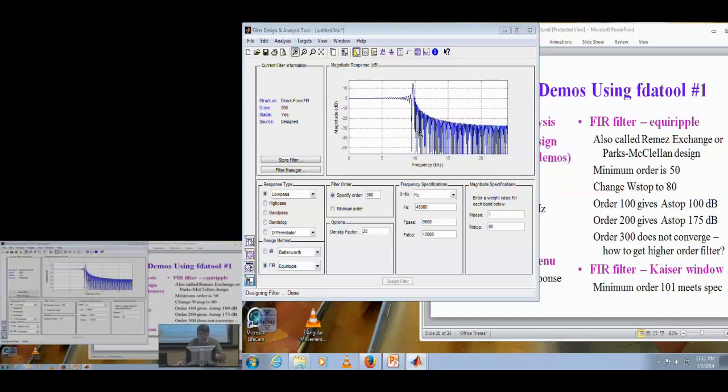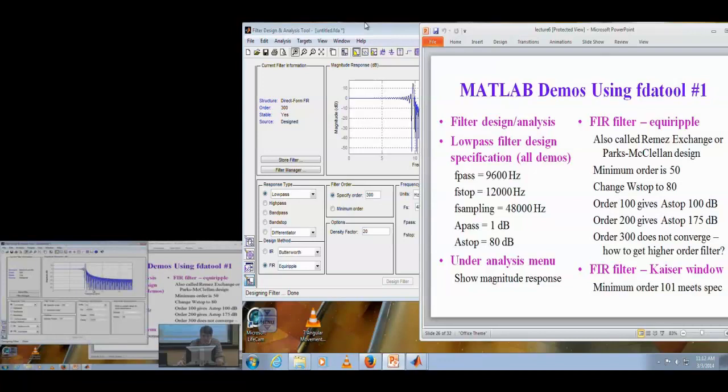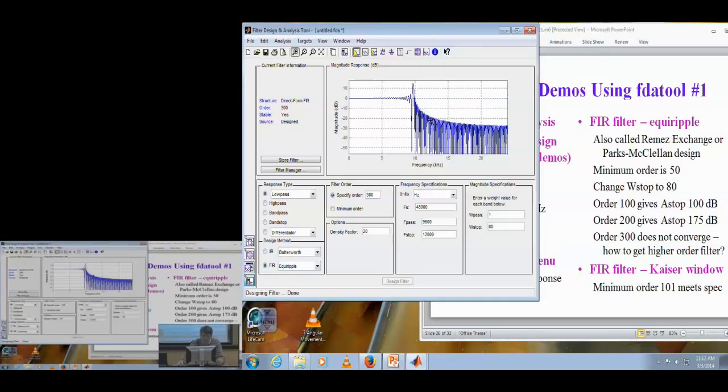It's certainly nowhere near the spec. So our stop band attenuation at the stop band frequency of 12 kilohertz is maybe 15, 16, 17 dB. So it didn't get very far. Also look at what happened in the passband. I get this incredible ringing. What the heck happened here?